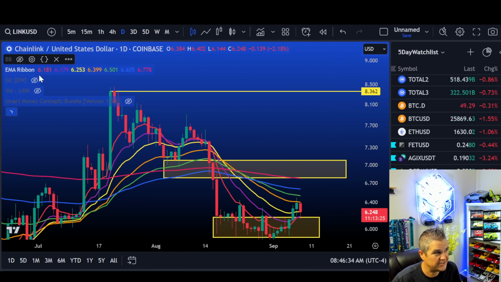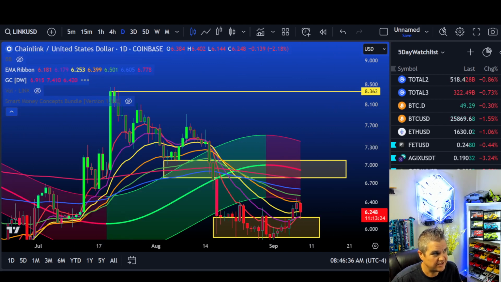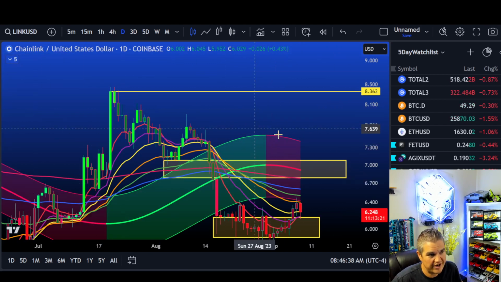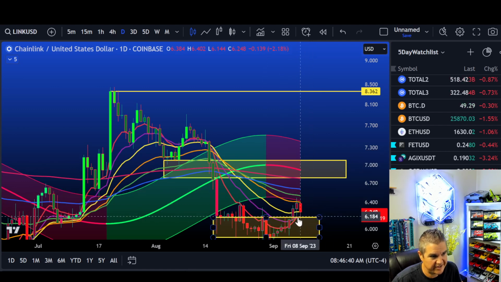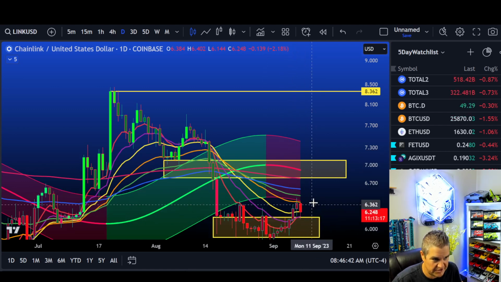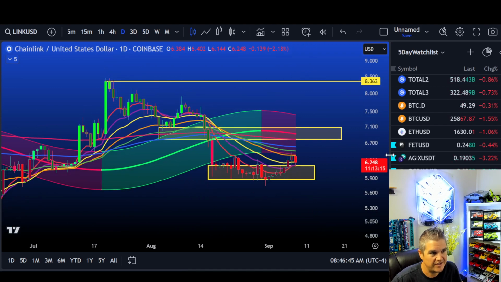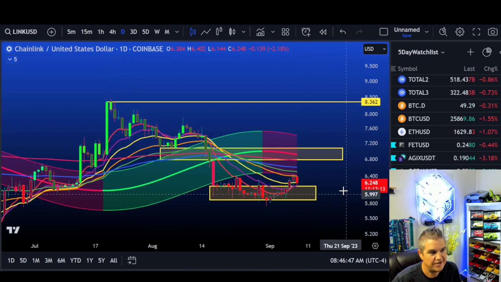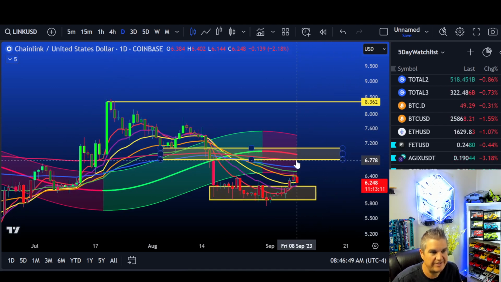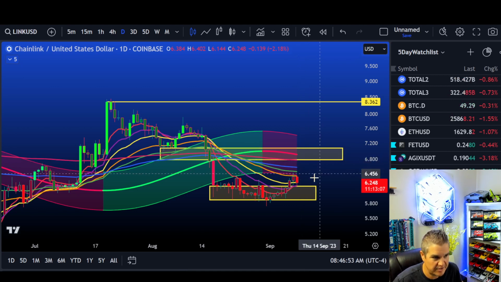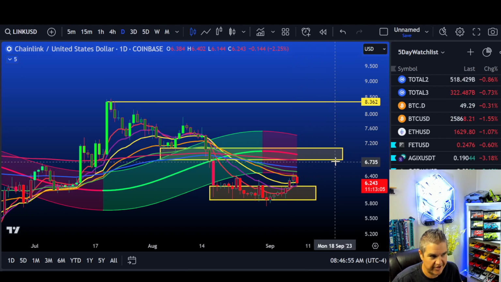Let's put on the Gaussian channel. Let's see how that looks. And there we go. So we're red on the Gaussian, we're underneath the Gaussian, and we're underneath almost all moving averages. So we're a little bit more cautious here than bullish, just by definition, right? Until you can get back above your 200, you're probably not going to see a whole lot of bullish momentum. You got to climb back up the stairs, right? So that's what we're trying to do.